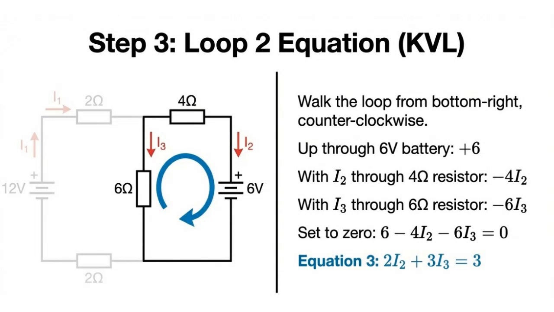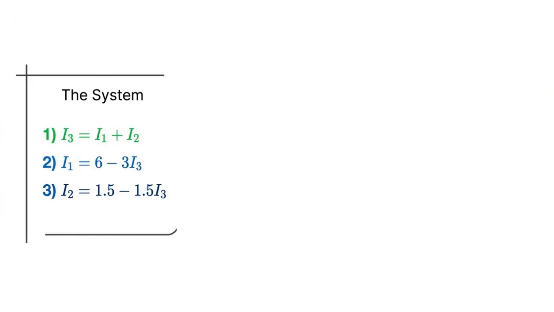Rearranging this gives us the second equation, 2I2 plus 3I3 equals 3. This equation will help us solve for the currents in the circuit. Now that we have our system of equations set up, we can substitute the expressions for I1 and I2 into the first equation, which relates I3 to the sum of I1 and I2. By doing this, we simplify the equation to isolate I3.